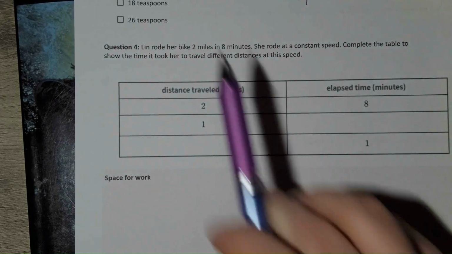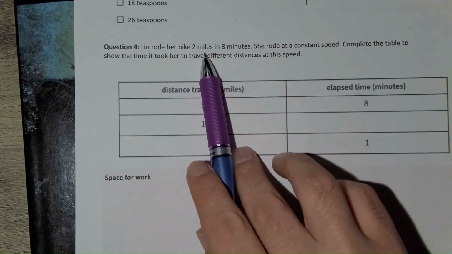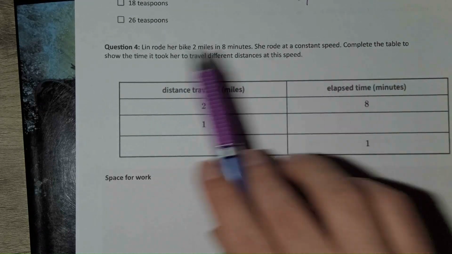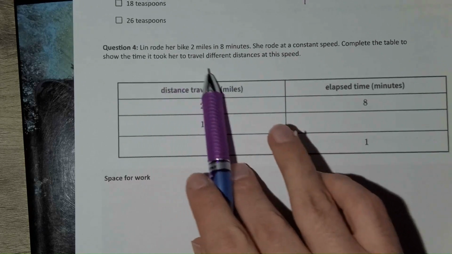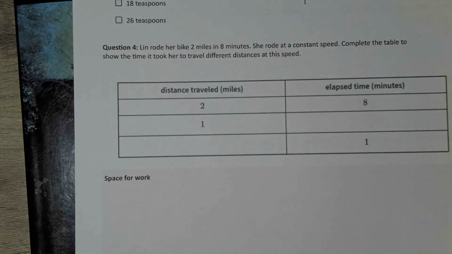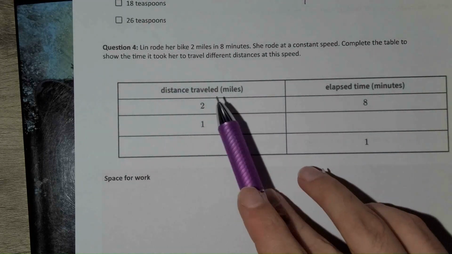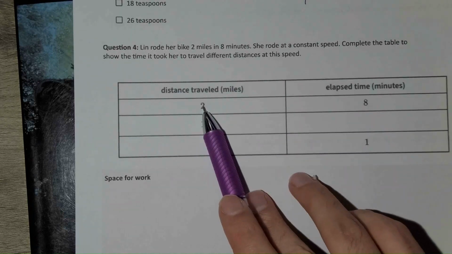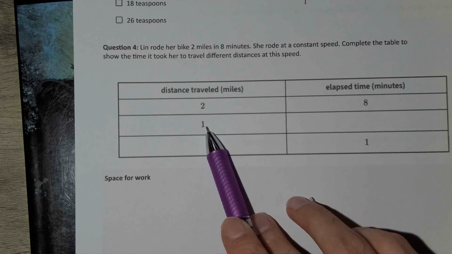So question 4 had Lynn rode her bike 2 miles in 8 minutes. She rode at a constant speed. Complete the table to show the time it took her to travel different distances at this speed. So we went from 2 miles to 1 mile. It took her 8 minutes to travel 2 miles. So how much would it take her to travel 1?